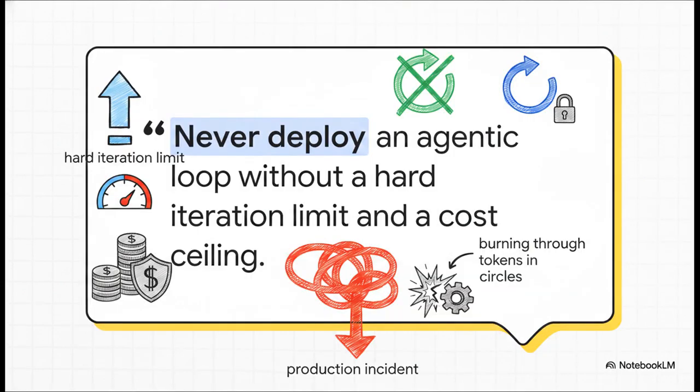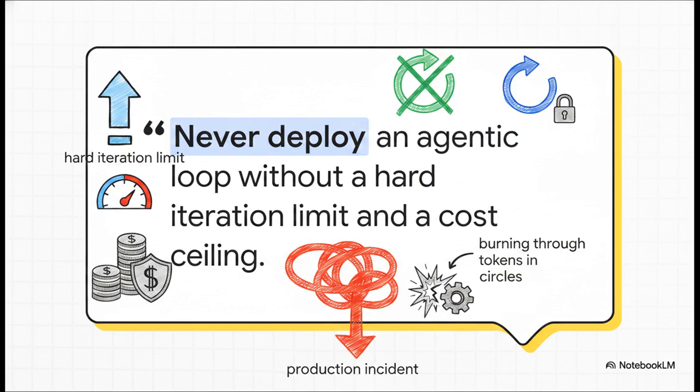And that brings us to what is easily the most critical piece of advice from Chapter 9. I want to read this quote directly to you so it sinks in. Never deploy an agentic loop without both a hard iteration limit and a cost ceiling. An unconstrained loop is a production incident waiting to happen.